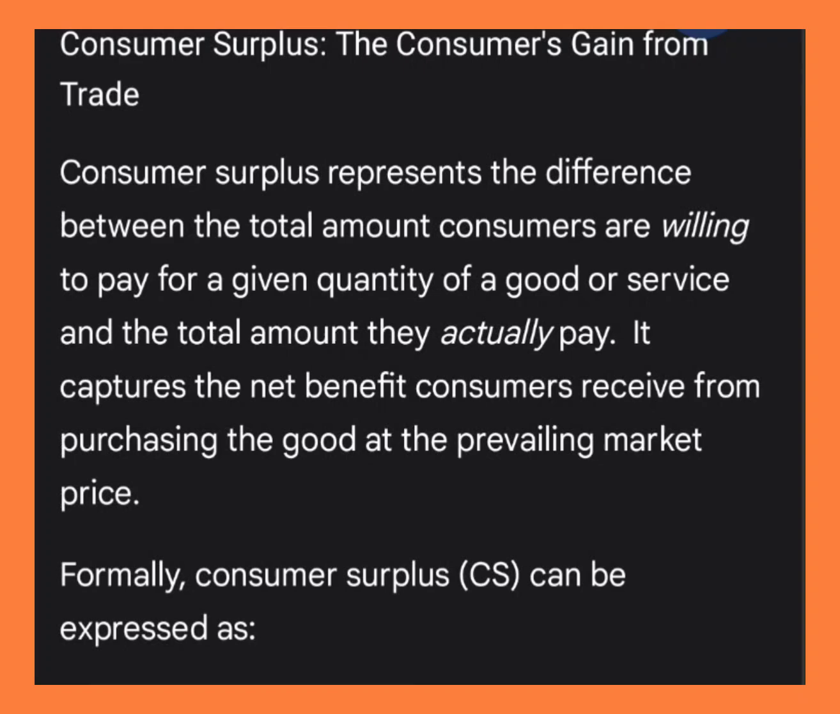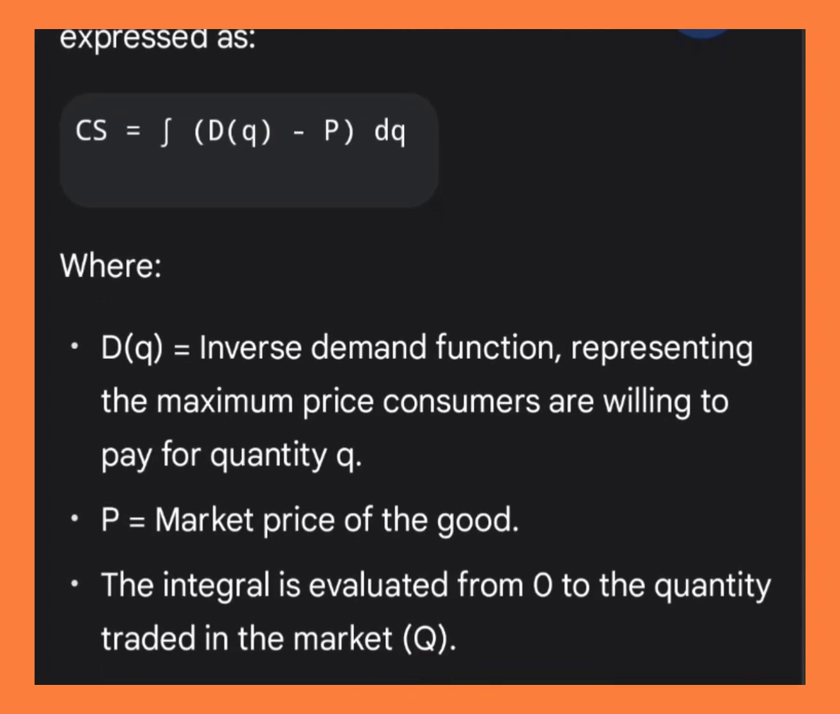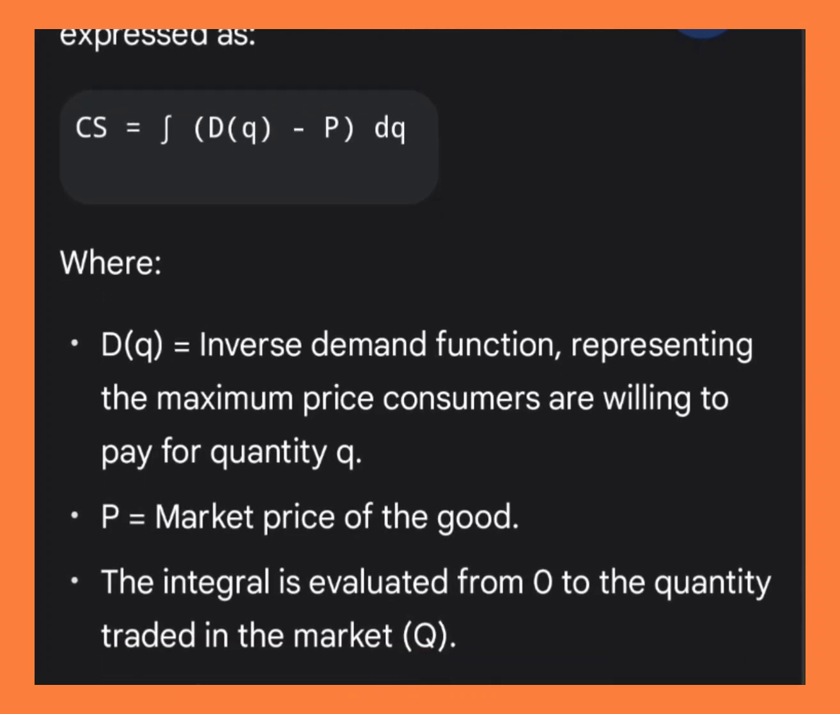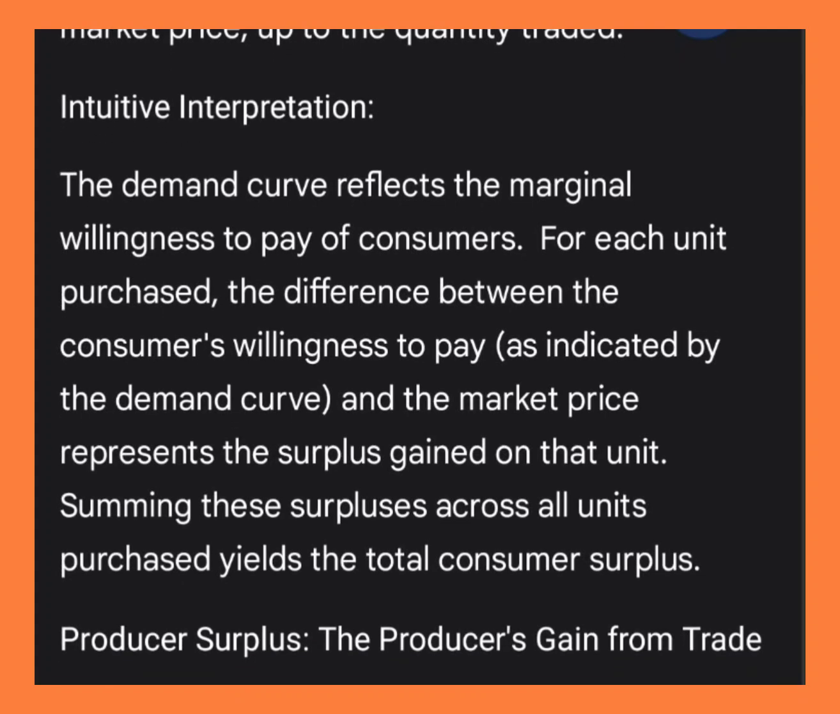Formally, consumer surplus, CS, can be expressed as CS equals the integral of D(Q) minus P dQ, where D(Q) equals the inverse demand function representing the maximum price consumers are willing to pay for quantity Q, and P equals the market price of the good. The integral is evaluated from 0 to the quantity traded in the market, Q. Graphically, consumer surplus is represented by the area below the demand curve and above the market price, up to the quantity traded.